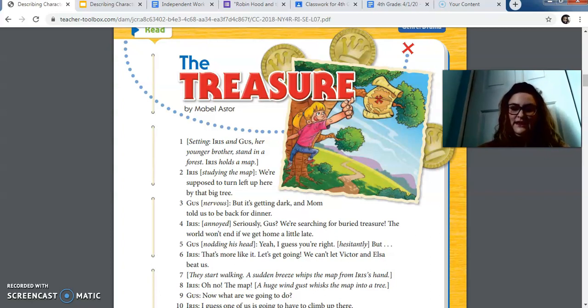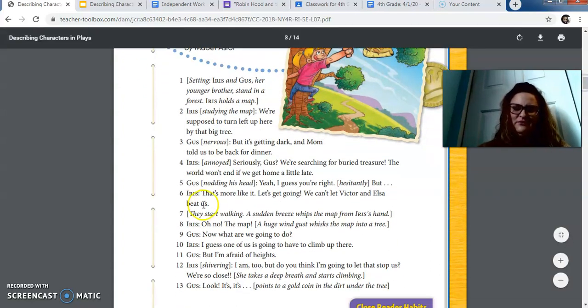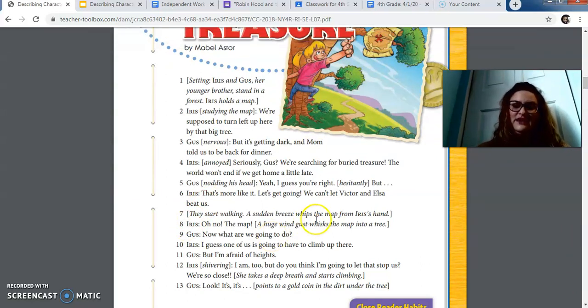They start walking. A sudden breeze whips the map from Iris's hand. Iris. Oh no, the map! A huge wind gust whisked the map into the tree. Gus. Now what are we going to do? Iris. I guess one of us is going to have to climb up there. Gus. But I'm afraid of heights. Iris, shivering. I am too, but do you think I'm going to let that stop us? We're so close. She takes a deep breath and starts climbing. Gus. Look, it points to a gold coin in the dirt under the tree.